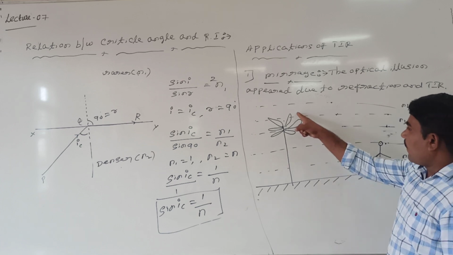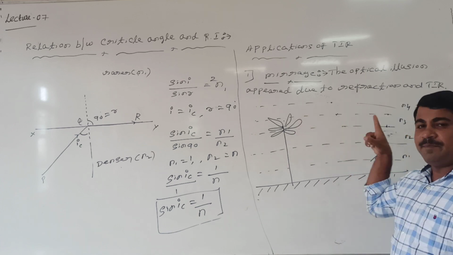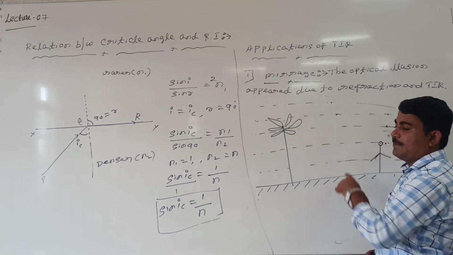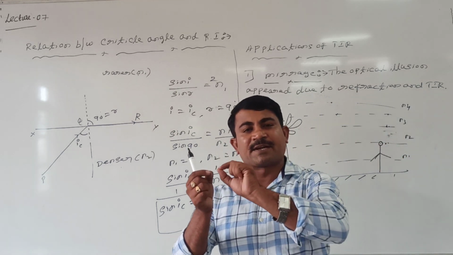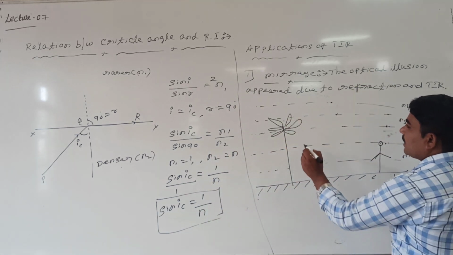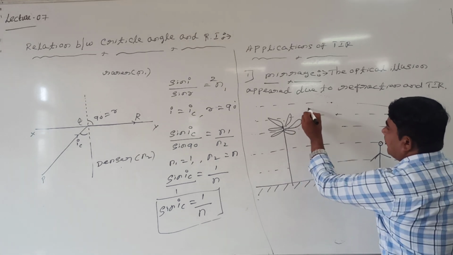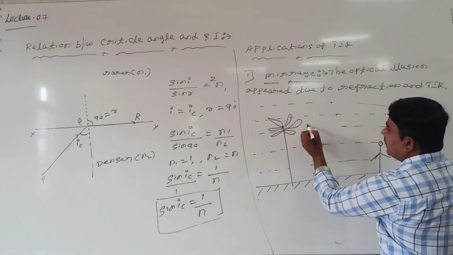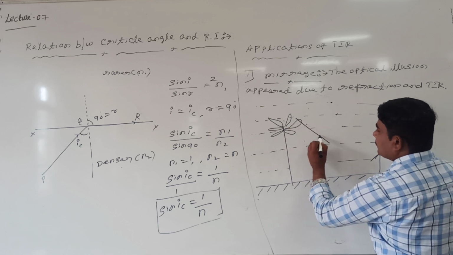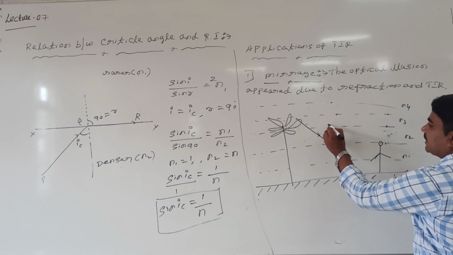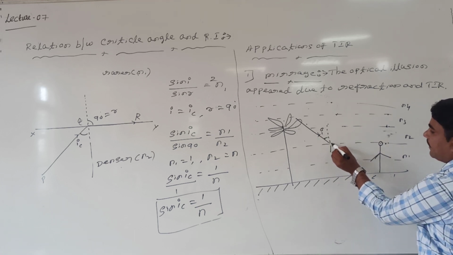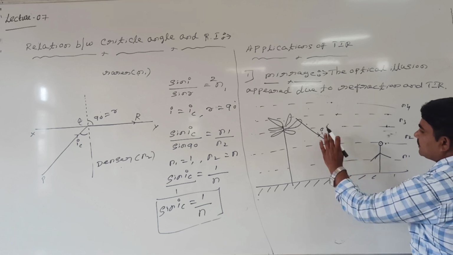When a ray of light travels from a denser medium to a rarer medium, and the angle of incidence is greater than the critical angle, the ray of light bounces back in the same medium. How is it? Look at me. Consider the ray of light travels from denser to rarer medium like this. At this point, the angle of incidence in the denser medium is greater than the critical angle, so the ray of light bounces back in the same medium.